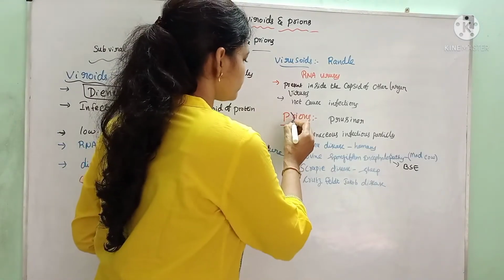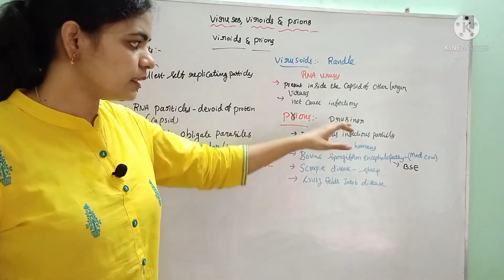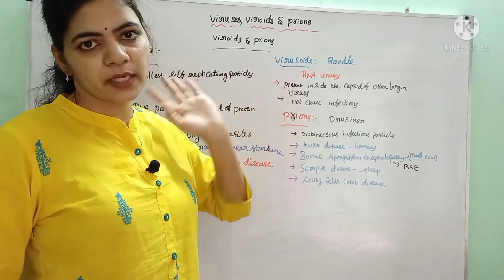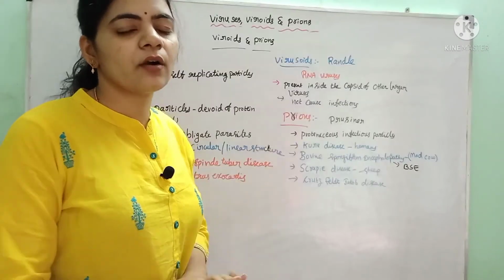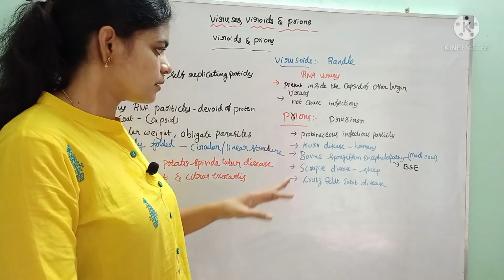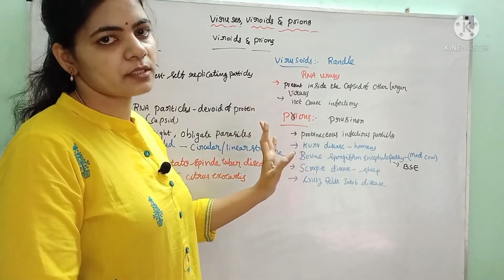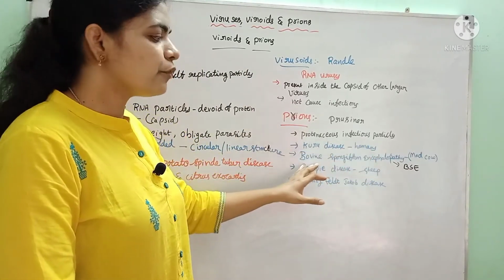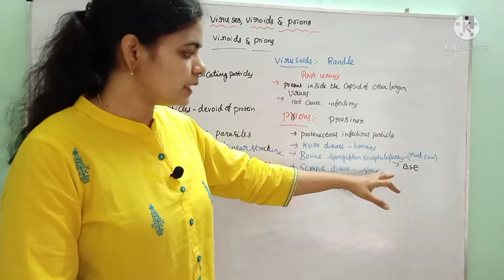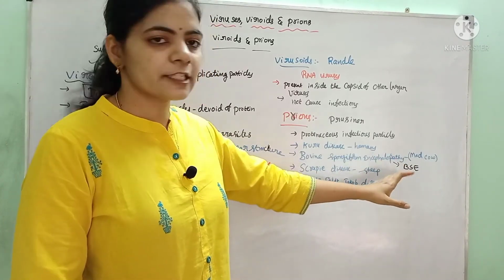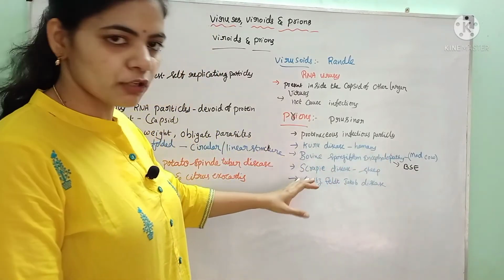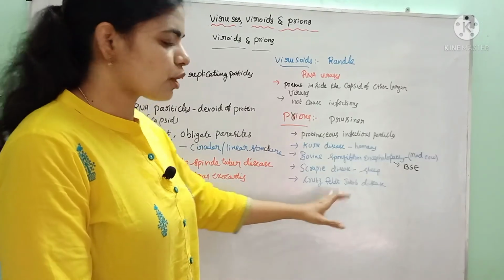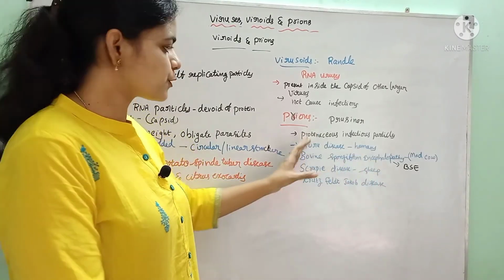Next, prions. Prions were discovered by Prusiner. These are only proteinaceous infectious particles. Only the protein particles cause infections. There is no genetic material in them. They cause infections like Kuru disease in human beings, bovine spongiform encephalopathy, that is BSE, also called mad cow disease, scrapie disease in sheep, and Creutzfeldt-Jakob disease. These are some of the names of the diseases caused by prions.